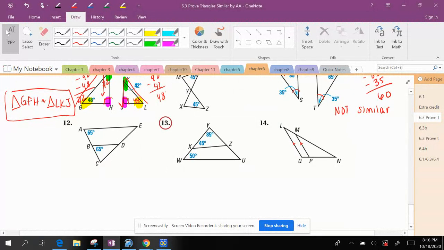All right, you guys, try number 12. Are they similar, yay or nay? And then what is your similarity statement, if they are similar?